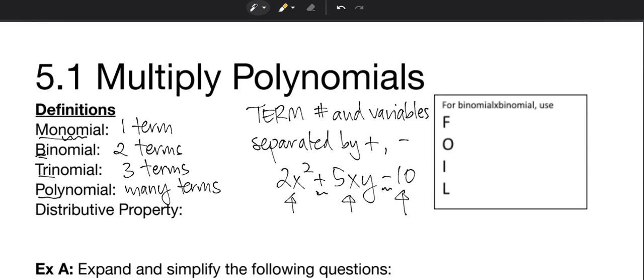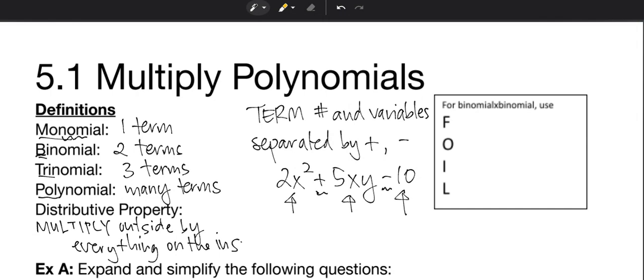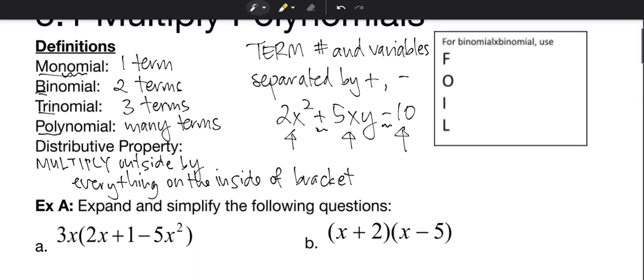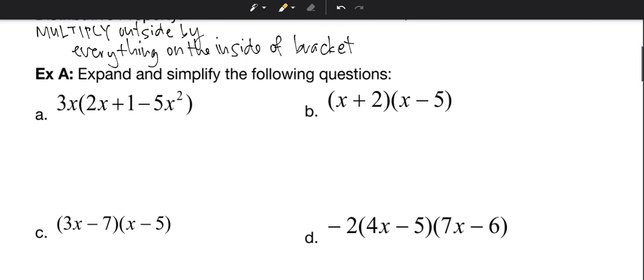And then we're going to talk about distributive property, which is to multiply. So basically we're going to multiply the outside term by everything on the inside of a bracket. What do I mean? Well, I'll show you in a second. This is from grade 9, so hopefully you remember it. And if I'm going too fast for you, you can make the video slower, or you can pause at any time, of course, so feel free.